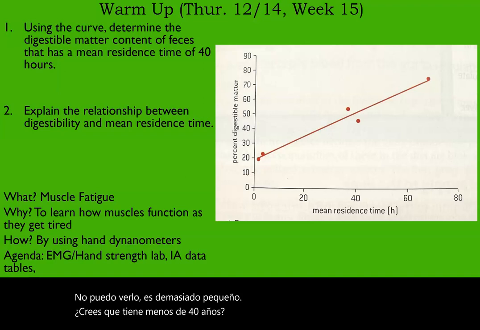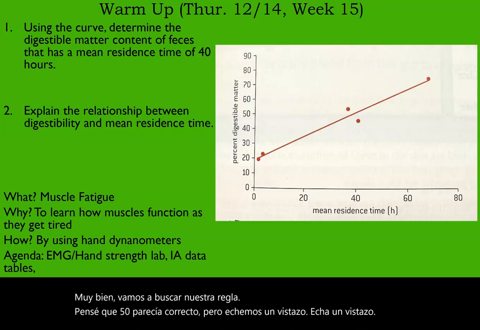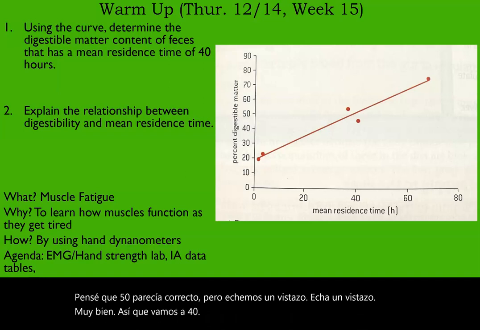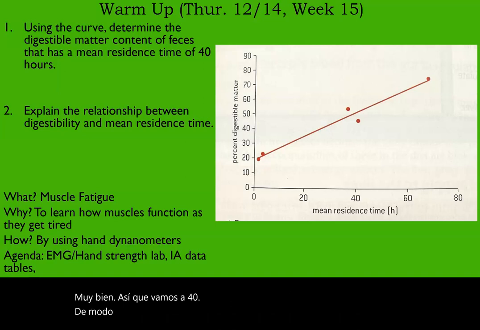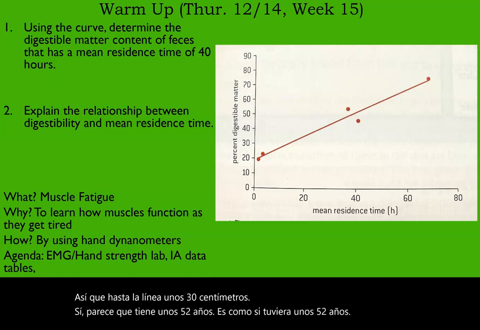Let's look. All right, so let's get our ruler out. I thought 50 seemed about right, but let's check it. All right, so we go to 40. So you want to try to go straight up. Going the right way. So up to the line, about 30 centimeters. Yeah, looks like about 52. 52% digestible.